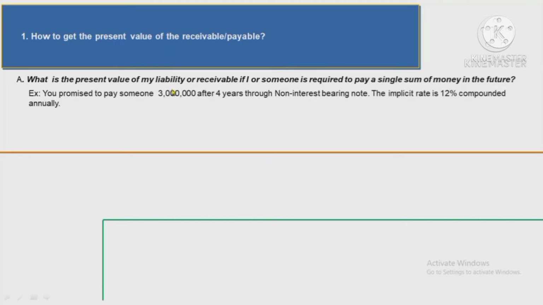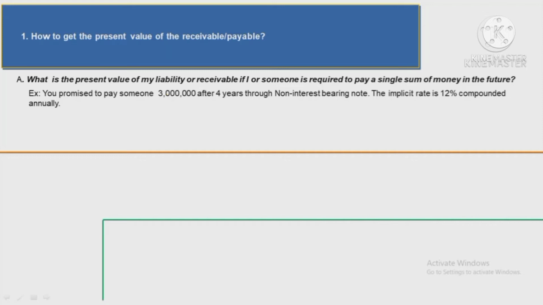So that interest is what we call implicit interest. That is why, as you can see in this problem, there is an implicit rate of 12% mentioned. So again, this 3 million right here is not only composed of principal payments, but it also includes interest.